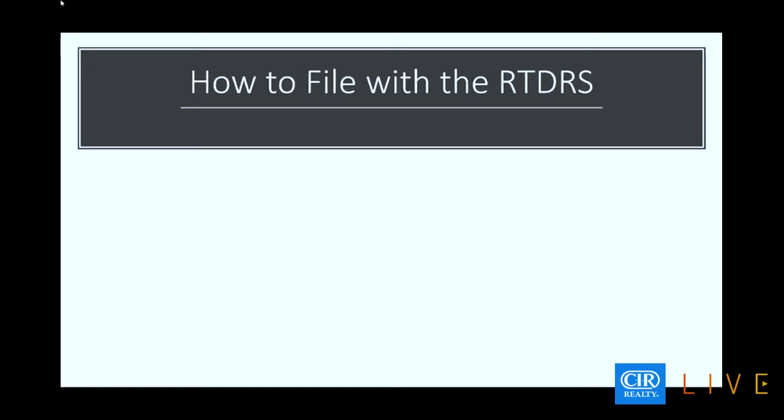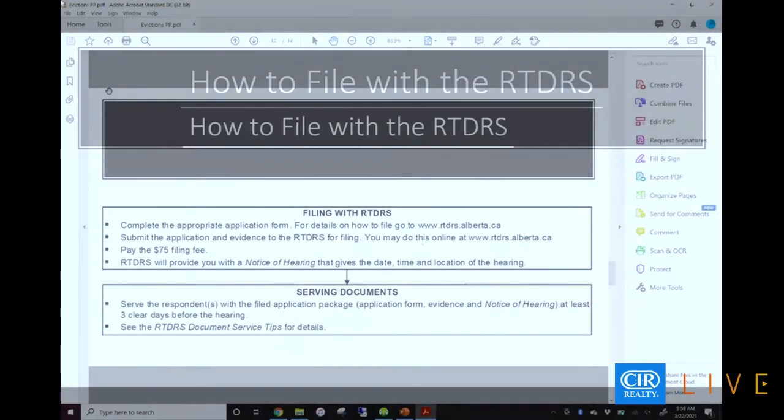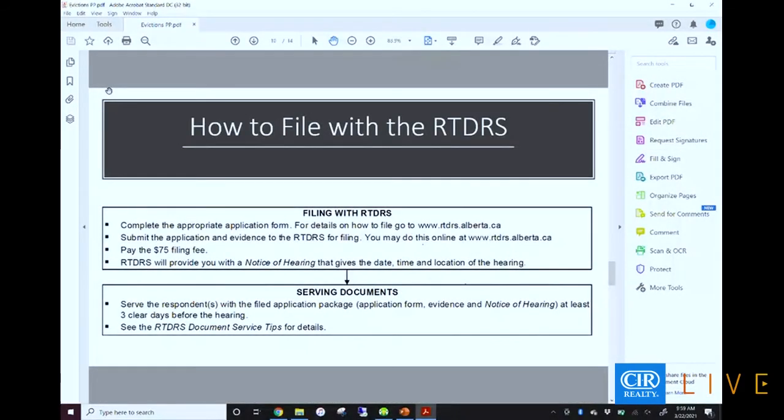So how do you file with the RTDRS? You need to complete the appropriate application forms. These are all online. You need to go to rtdrs.alberta.ca. You need to submit the application and all of the evidence.